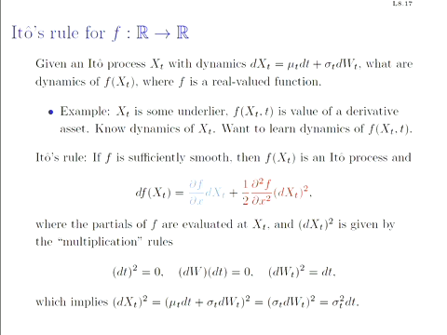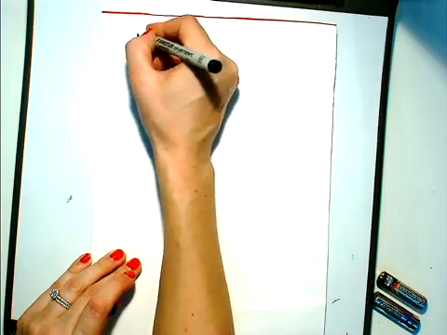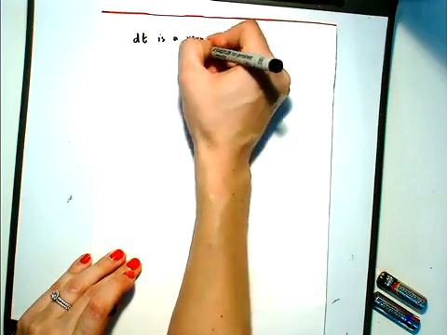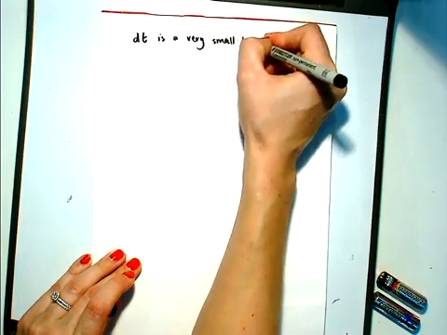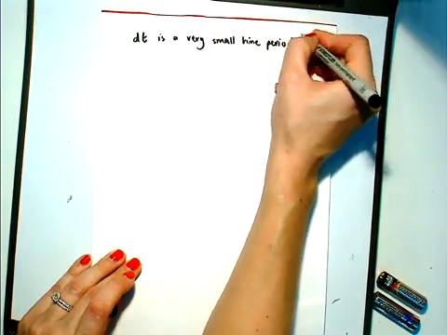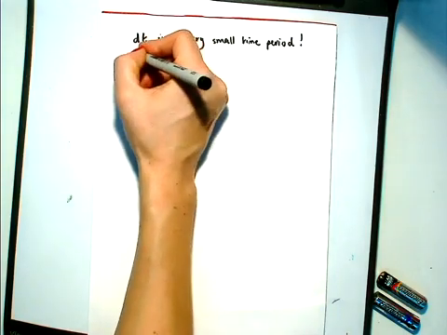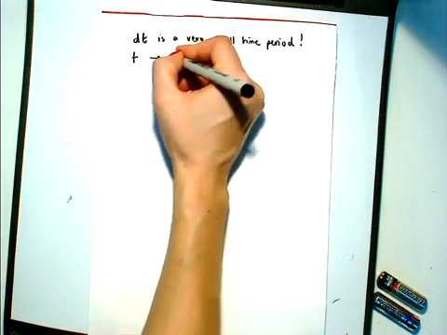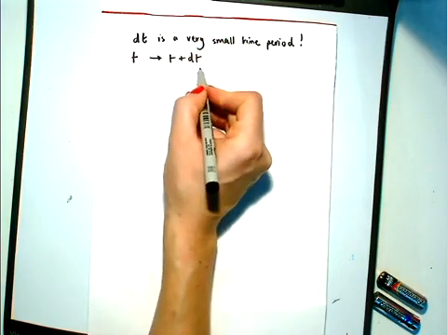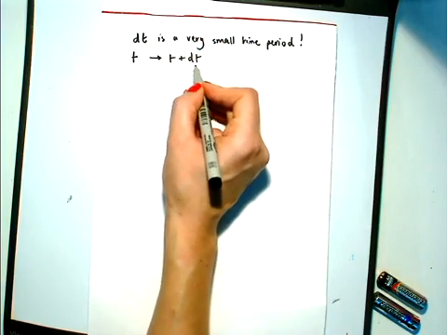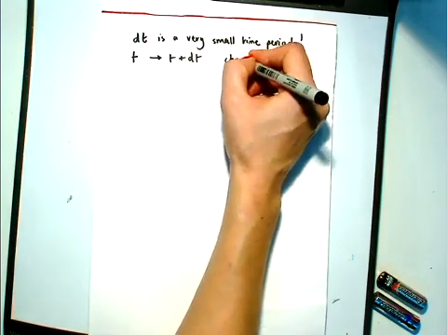Okay. So to start with, some key things to set the scene. So when we're talking about Ito's rule, we're talking about dt, a very small time period. Okay. So that's really important. So when we're talking about change in time, and we talk about t moving towards t plus this small, very small time period, this will be your change in time.